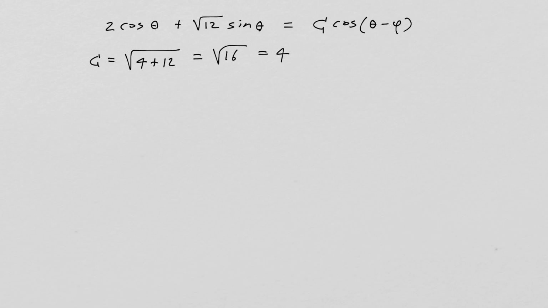All right. And then finally, tangent phi is going to equal the square root of 12 over 2. That's the same thing as 12 being 3 times 4, so I pull the square root of 4, which is 2, out, and that gets me a 2 over 2. Then I get a square root of 3 sitting there.